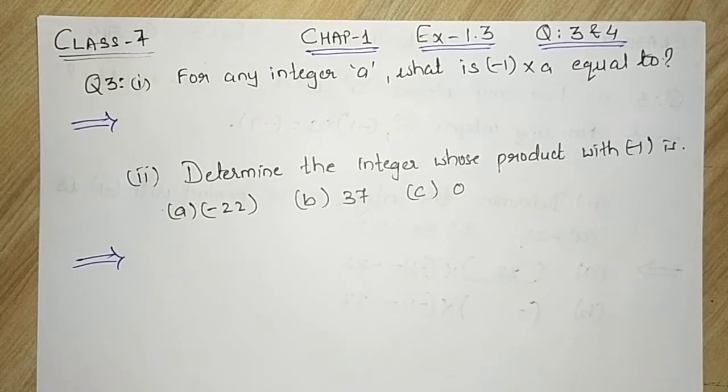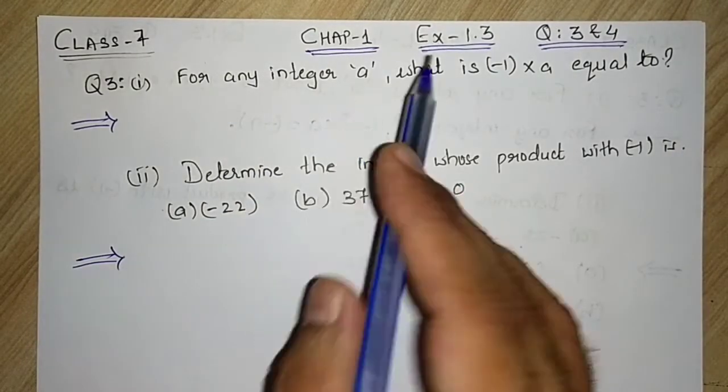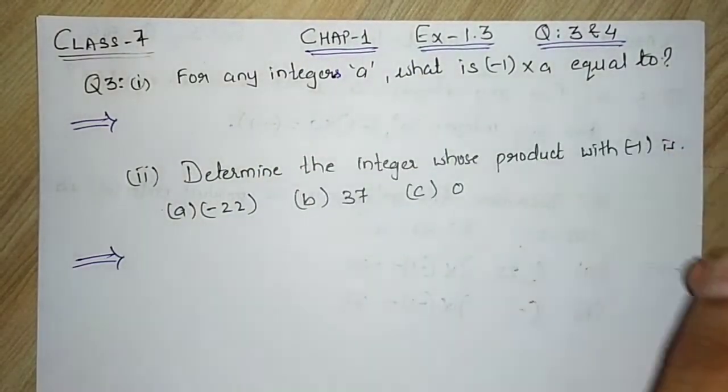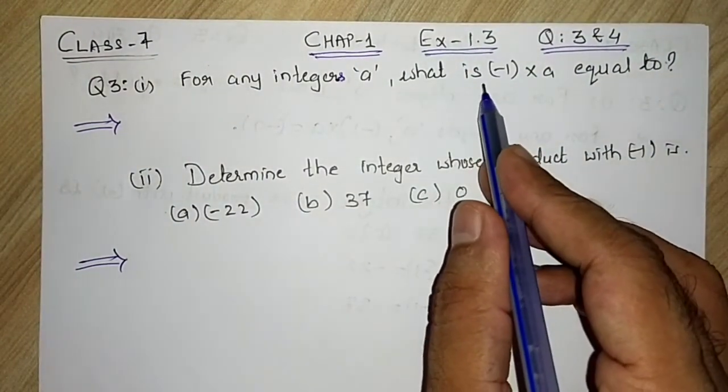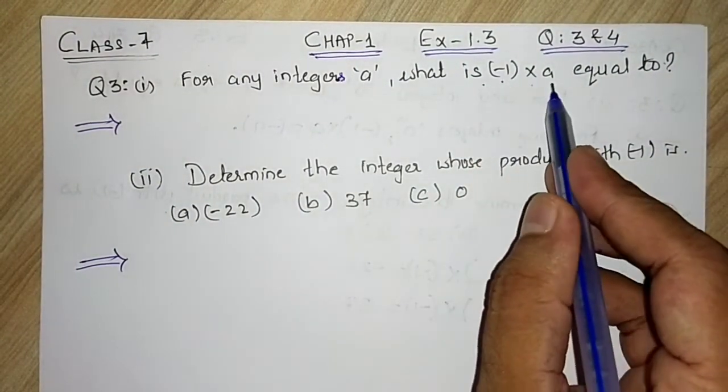Students, today we are going to start question number 3 and 4 of chapter 1 exercise 1.3. Question number 3 has two parts, part 1 and part 2. Let us start with part 1. Part 1 says for any integers a, what is minus 1 into a equal to?